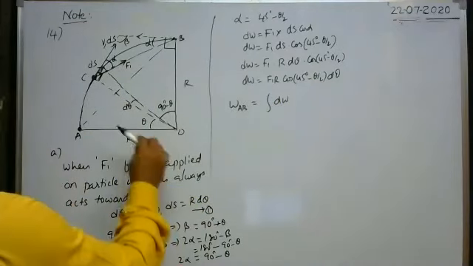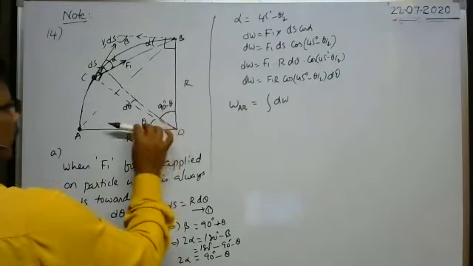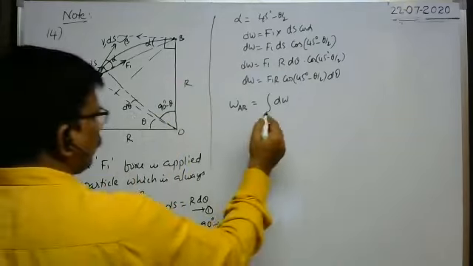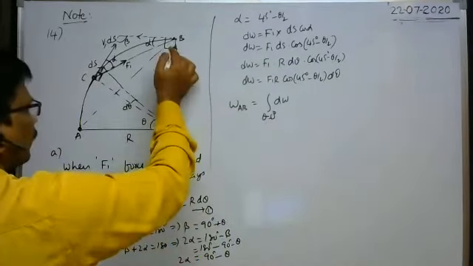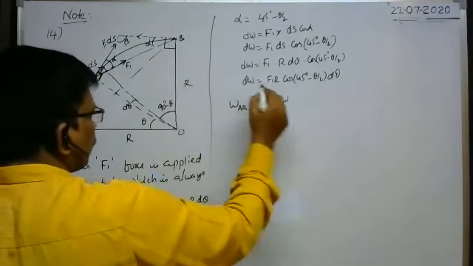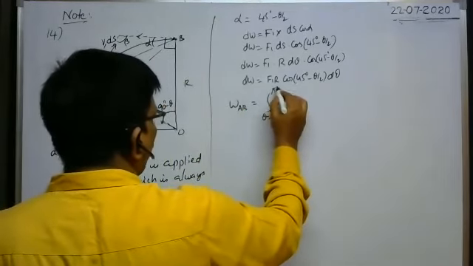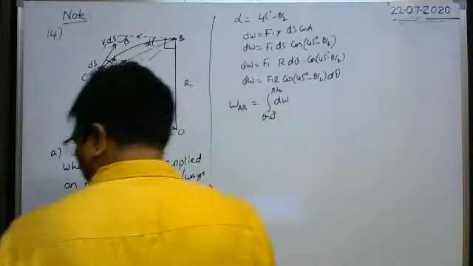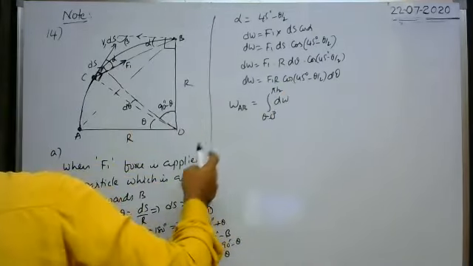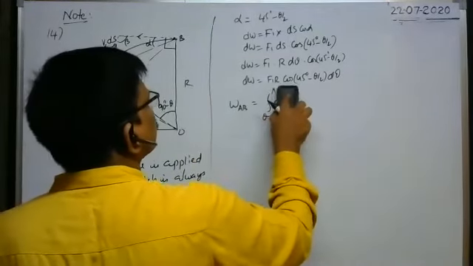So when the particle displaces from A to B, whenever the particle lies at A, theta is equal to 0 degrees. When it displaces to B, the angular displacement is equal to 90 degrees. That's why theta is equal to pi by 2. Of course, you write 90, because we have substituted 45 degrees now. So you write 90.